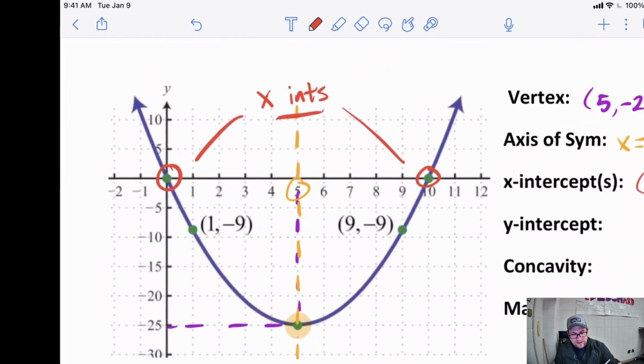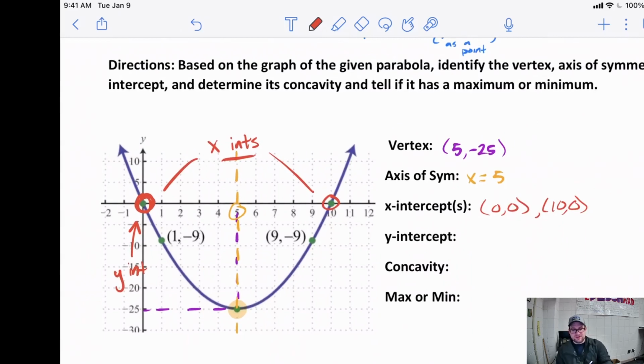Now, for our y-intercept, we want to know where does our graph cross this line. And it looks like it actually crosses at the same point as it was for our x-intercept. This is our y-intercept. So since it's at the point 0, 0, we can come over here and say 0, 0.